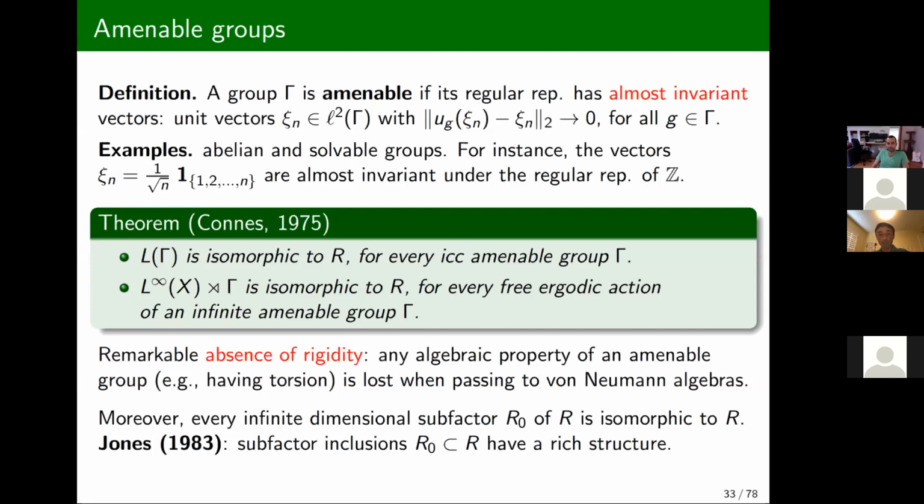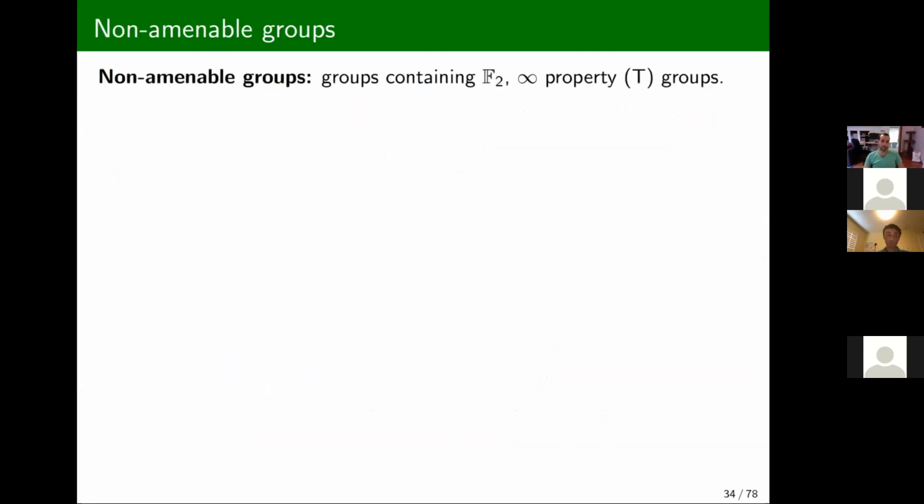So for the rest of my talk, because of this theorem of Connes, I'll be focusing on the opposite direction of non-amenable groups, because we know amenable groups always give you essentially the same von Neumann algebra. So what are some examples of non-amenable groups? The free group on two generators is non-amenable. This was already known to von Neumann when he defined the notion. Also, any group containing F2 is non-amenable, because amenability passes to subgroups.